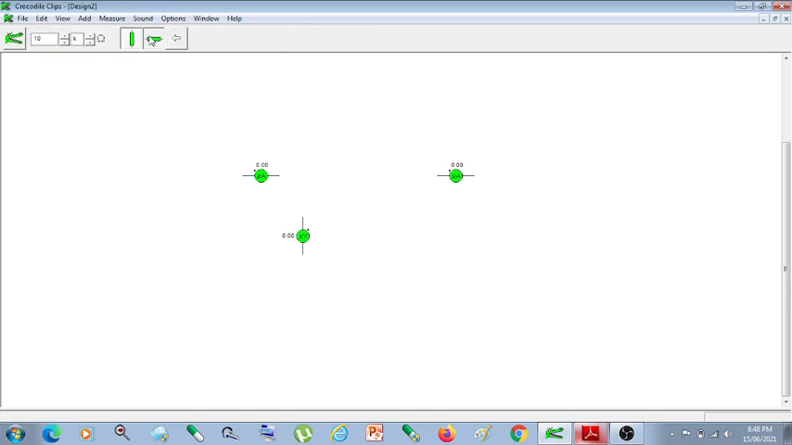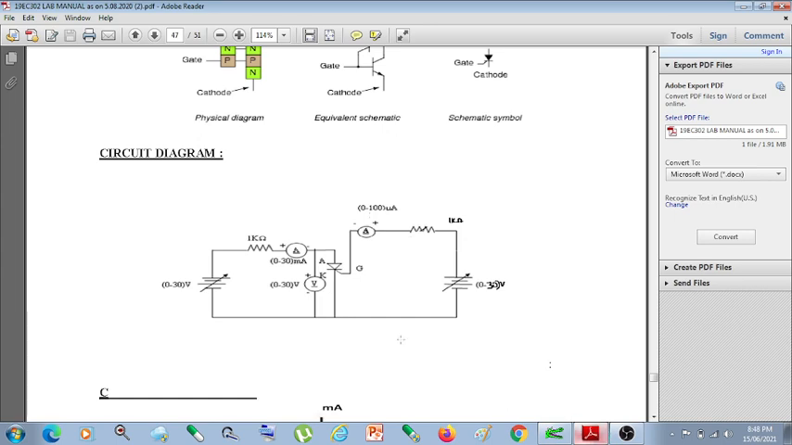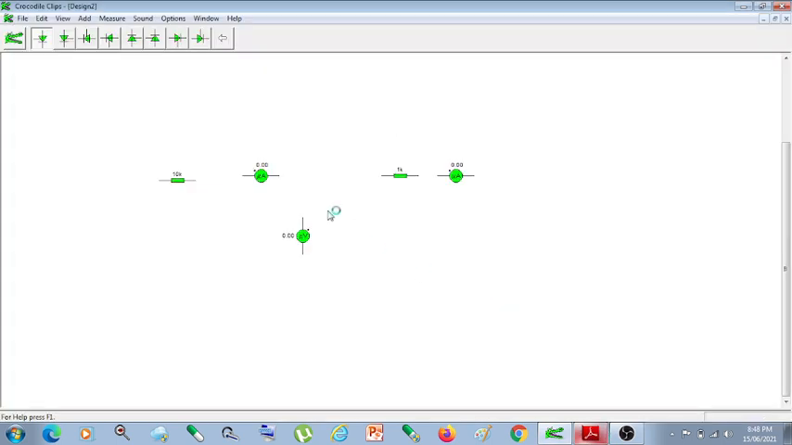So one is 10 kilo ohm in series, and another one is 1 kilo ohm. Change the value to 1 kilo ohm. Okay, now go for the thyristor. Thyristor is in here. So we need an anode, cathode, gate, right? So go for anode cathode gate and place it over here.